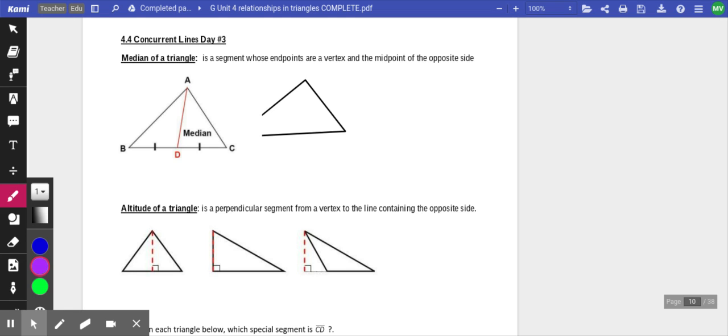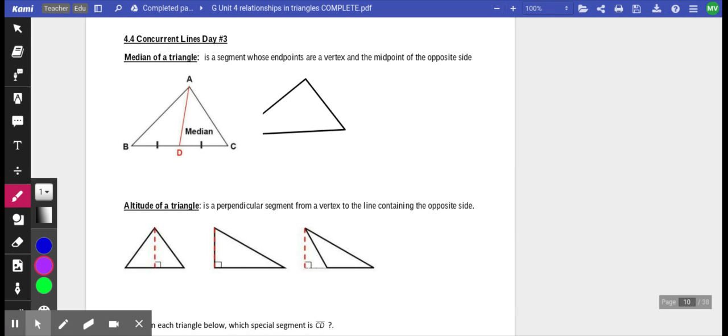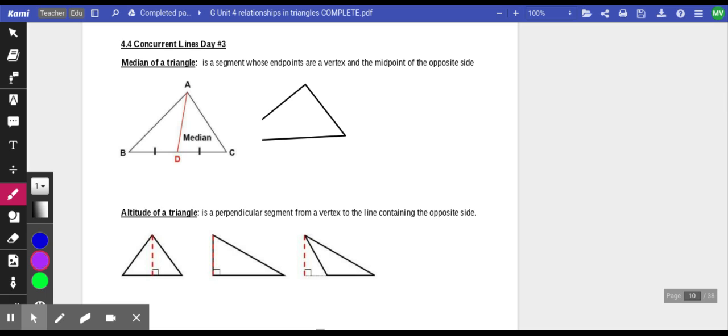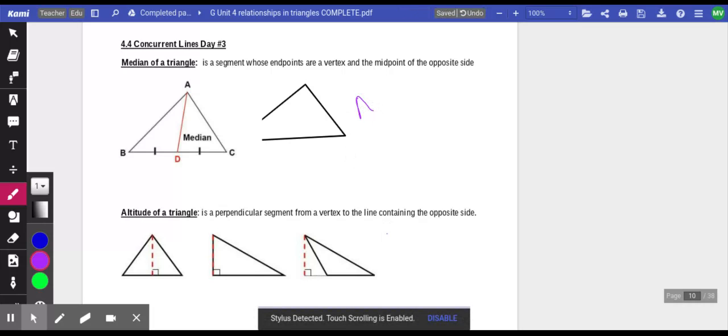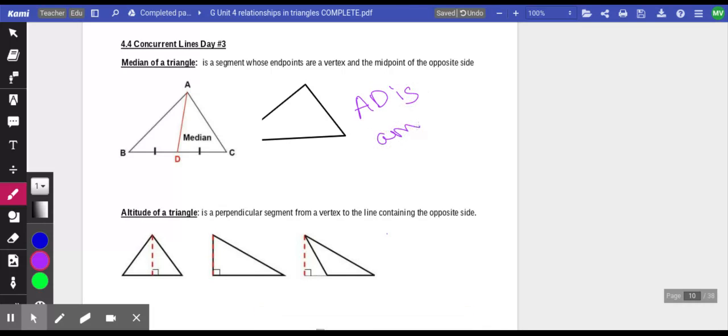Hello, everyone. Today we are continuing our discussion of concurrent lines. So the first thing we need to do today is define the word median. The median of a triangle is a segment whose endpoints are the vertex and the midpoint of the opposite side. So when I look at this triangle ABC, AD is a median, because again, a median goes from the vertex to the midpoint of the opposite side.